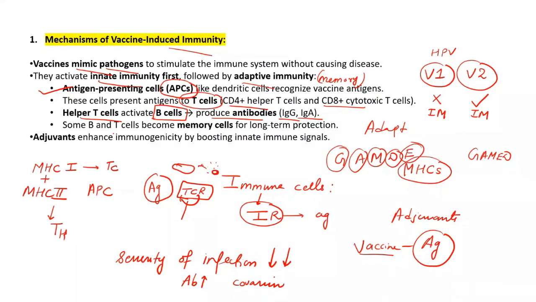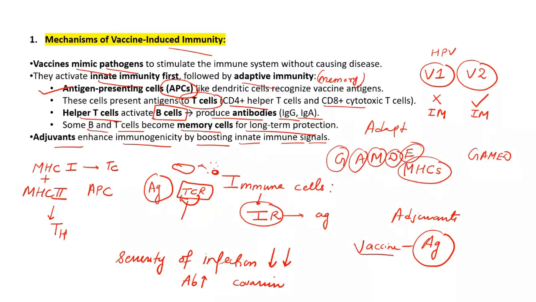Some B and T cells become memory cells for long-term protection. Adjuvants enhance immunogenicity by boosting innate immune signals. So these 4-5 lines I have just written, for which I have explained so much, this is the summary of how the vaccine induces our immunity.